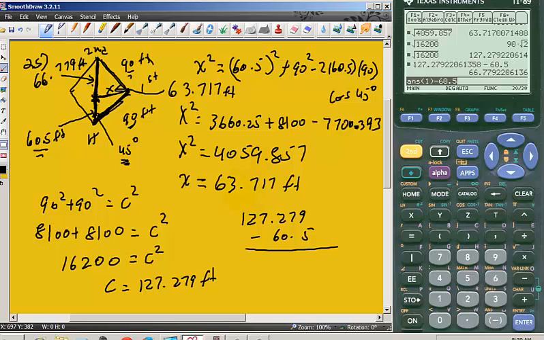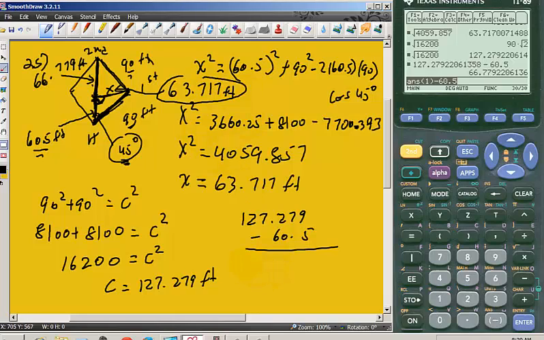Alright, last question. If the pitcher is facing the home plate, through what angle must he turn to face the first base? So that means this is the angle we're trying to find. We can use law of sines now because we know that angle and we know a side across from that. We don't have to use law of cosines anymore.